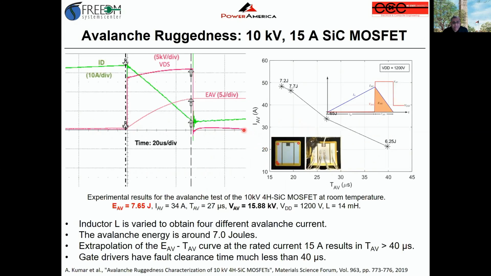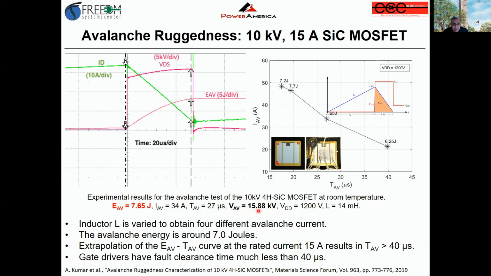The next very important point is the avalanche characteristics of these devices. So what happens during avalanche? If you take the 10 kV device and you do an avalanche, the avalanche energy is around 7.65 joules. So these dies are very robust. They have very high avalanche energy, and the avalanche voltage is around 15.8 kV. This is something very interesting because the device can actually go up to 15.8 kV and not fail.